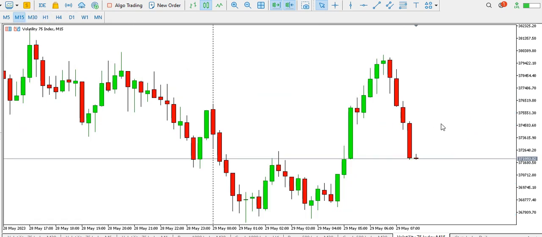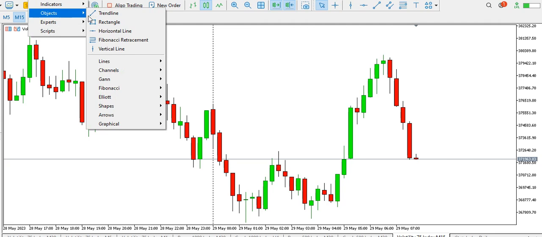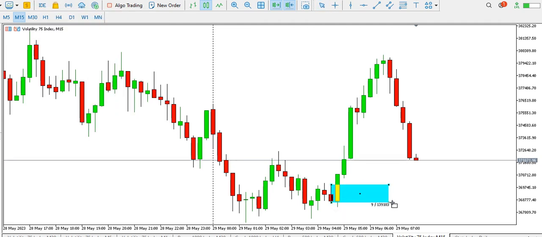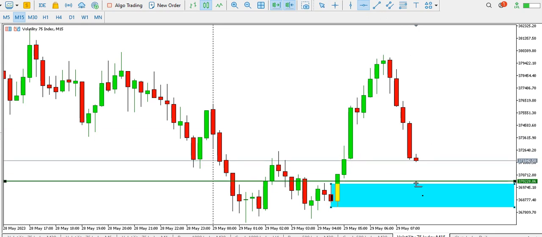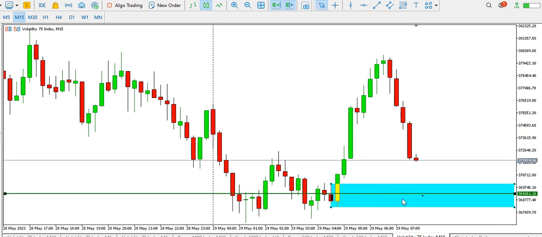On the 15 minutes time frame, what we have is the evening star pattern, and we can see price dropping as fast as price can, and we have this support area at the 369,000 level. We expect price to find support at this area, this order block, and if price is able to get support at this order block, we might see price rising.